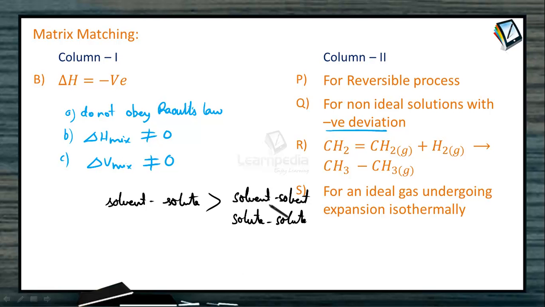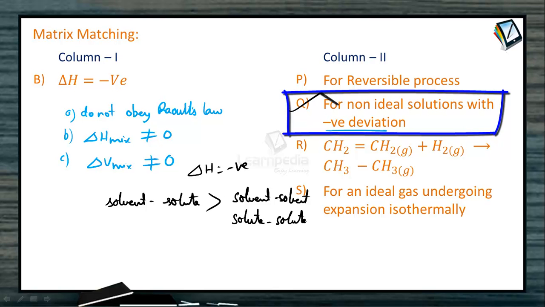So when compared to the pure substances, in the solution, the attraction forces between solvent and solute are more. As the attraction forces are more here, definitely heat will be released when we are making a solution of these two substances. So that is the reason why here the enthalpy change is negative for non-ideal solutions with negative deviation. So definitely this should be one of our correct matchings.